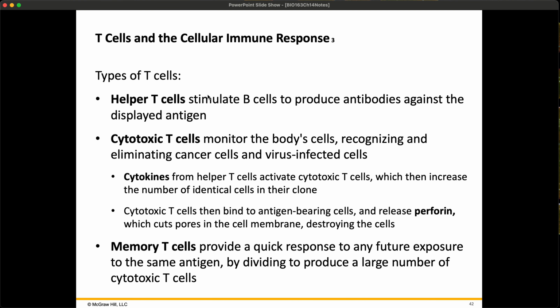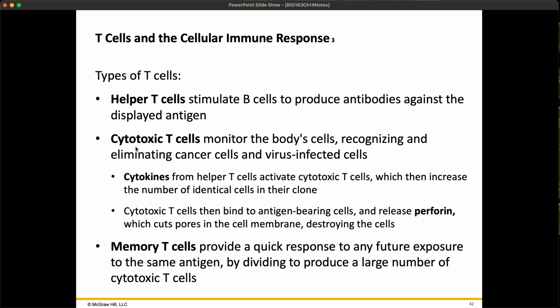So the types of T cells, like I said, T cells have a variety of functions. There are helper T cells, cytotoxic T cells, and memory T cells. Helper T cells are going to stimulate B cells to produce antibodies against the displayed antigen. They also, we'll see, secrete some other hormones to help create memory cells.